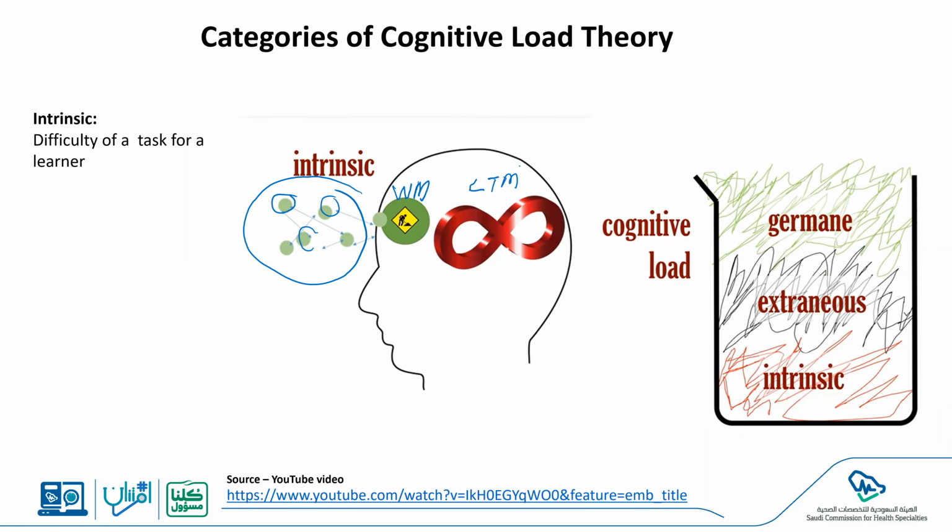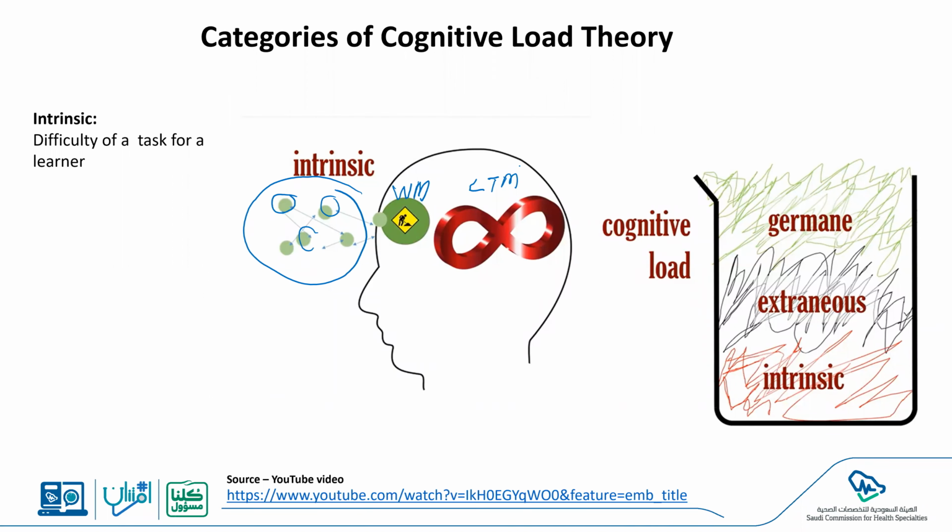So the intrinsic cognitive overload deals with the difficulty of a task for a learner. So let's say this presentation is very difficult. There are so many concepts. So this intrinsic information coming to you is complex. It deals with the level, the complexity, and how difficult the information is. And when this information goes to the working memory, which is of limited capacity, it's going to affect how it's stored in the unlimited capacity.